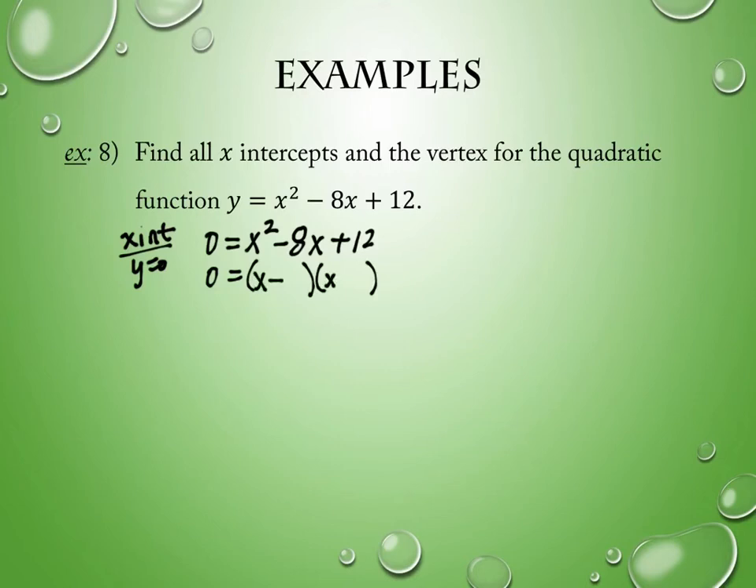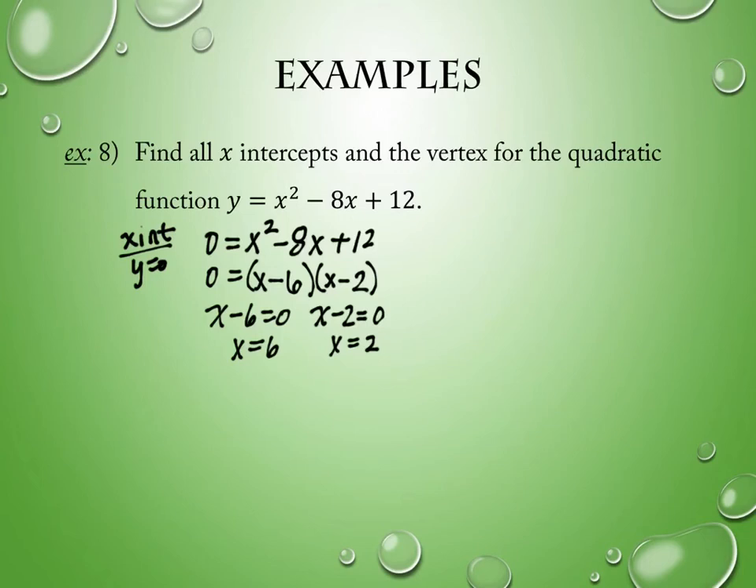Both of these are x, and they're both subtraction because the sign at the end is addition and the middle sign is subtraction. I need two numbers that multiply to 12 but add to 8. So that would be 6 and 2. So my x-intercepts would then be where these equations are solved for 0: x minus 6 equals 0, x minus 2 equals 0, which gives me x equals 6 and x equals 2.